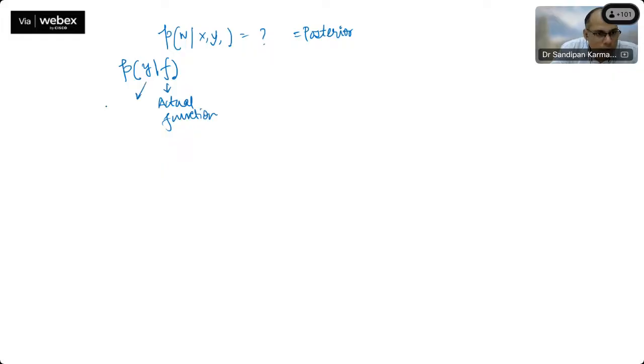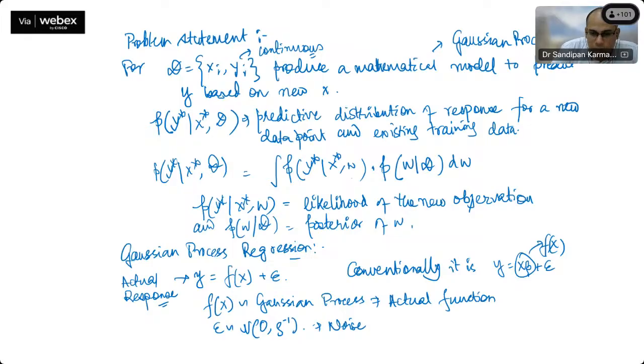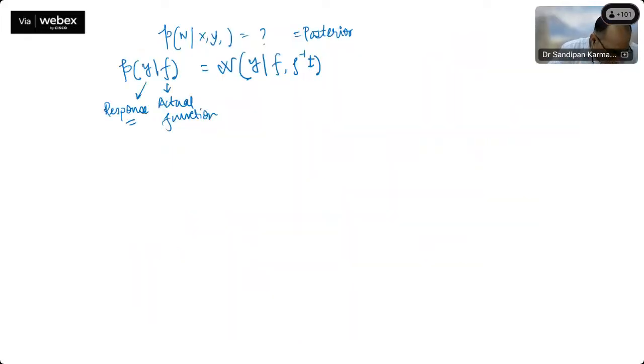This is the response. What is its distribution? So this is the likelihood. We have to find out, and we are taking it as following a normal distribution. So y, whose mean is f, and it is having variance precision as rho. We have already seen this thing earlier.